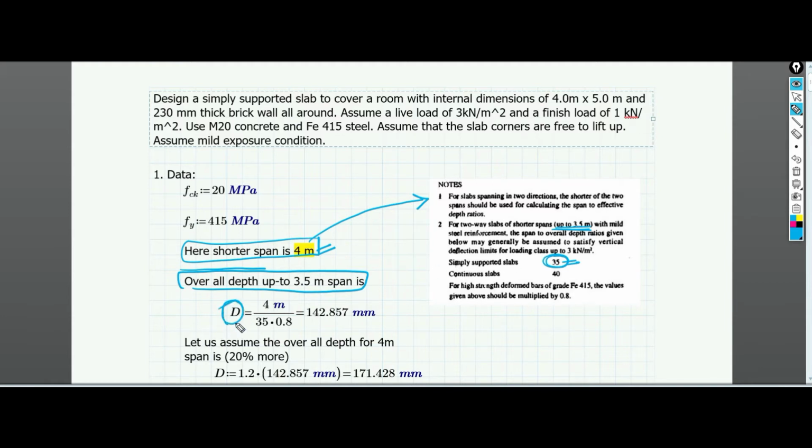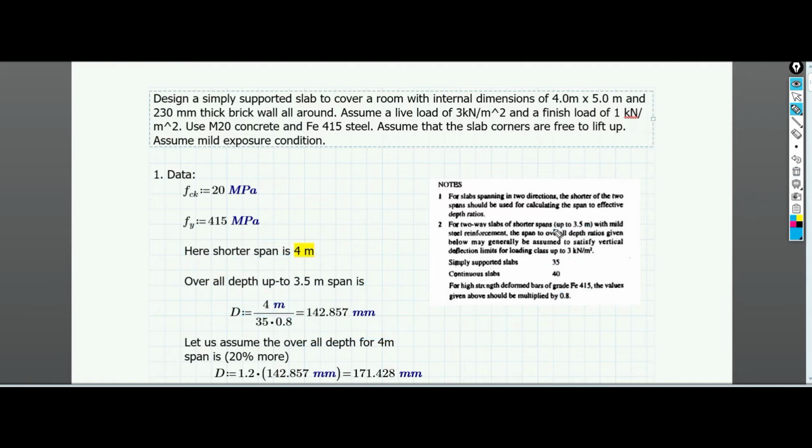The overall depth will be 4 meter divided by 35 into 0.8. Why 0.8? You can see we are using Fe415 grade, so we have to multiply with 0.8. So this 0.8 is this one. So 35 into 0.8, so you will get an overall depth of 142.